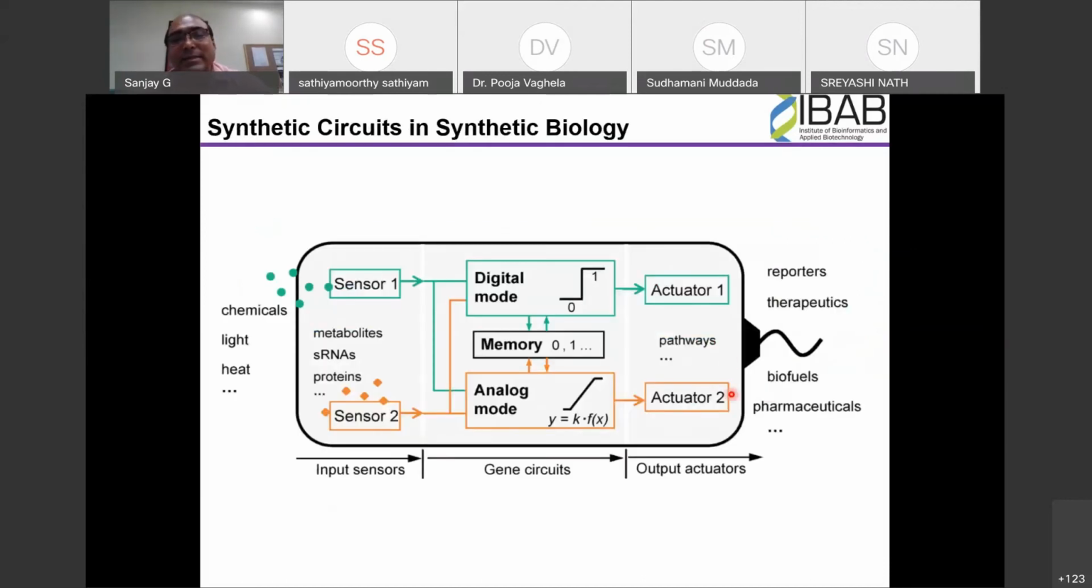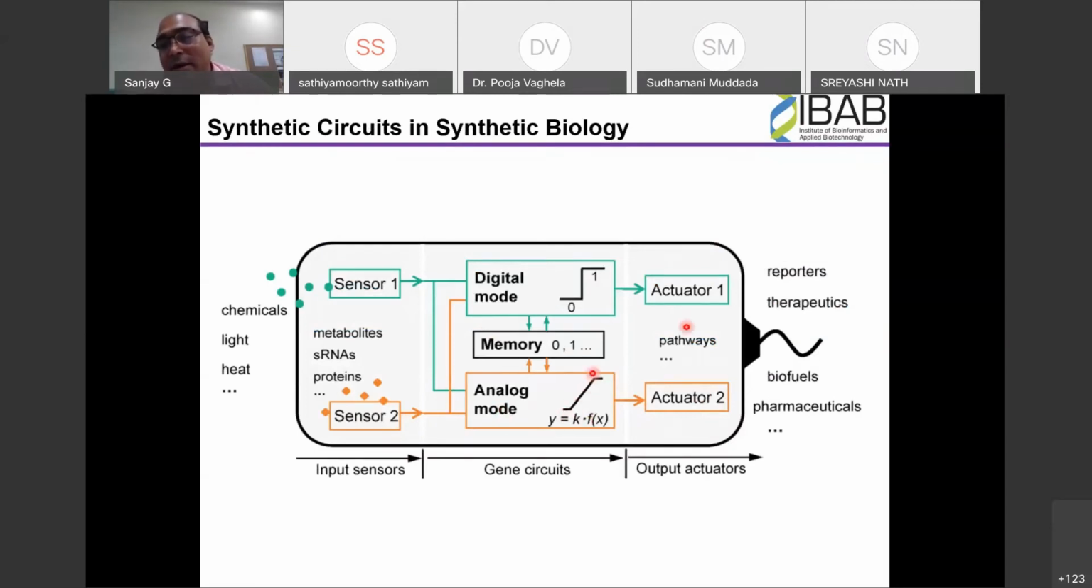So yeah, this is just a slide to show that these kind of systems are currently being used and developed. So one can have sensors. We know digital mode is always 0 and 1, right? Either on or off. But biology is not on and off. It is a sort of analog. So there is a whole range of values that we can get.